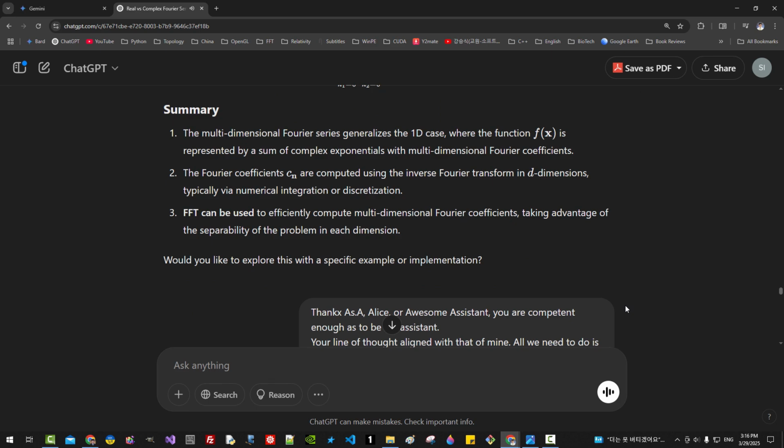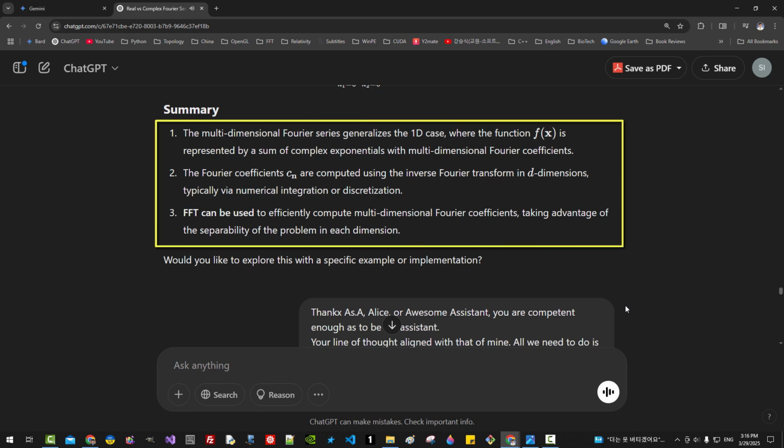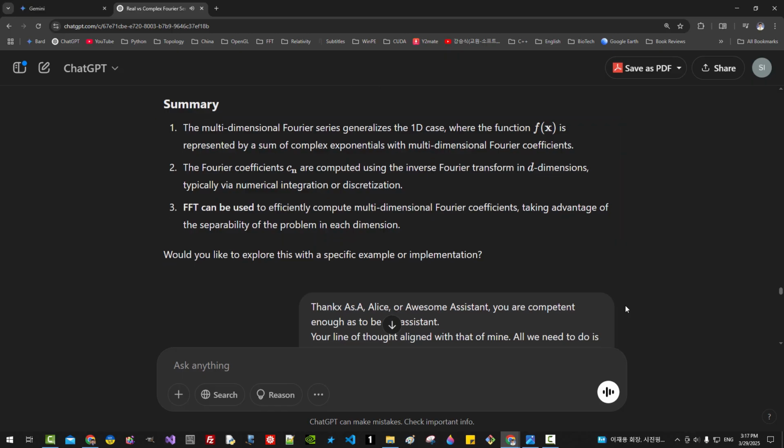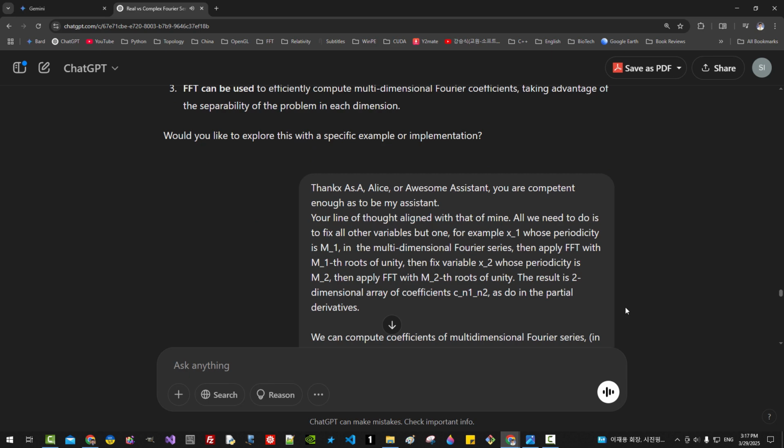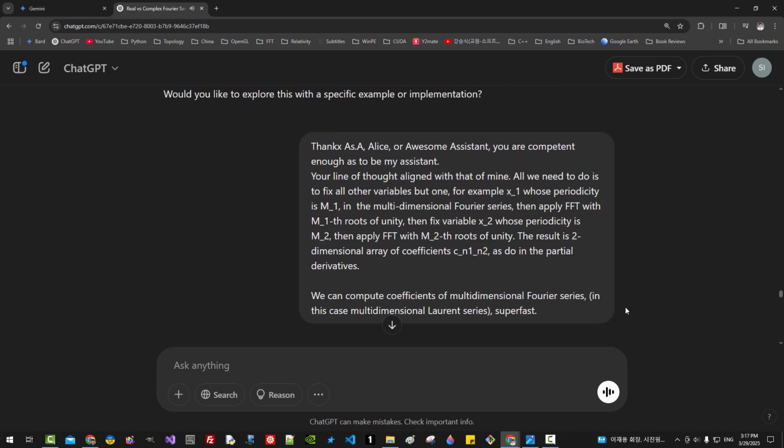Summary. 1. The multidimensional Fourier series generalizes the 1D case, where the function f(x) is represented by a sum of complex exponentials with multidimensional Fourier coefficients. 2. The Fourier coefficients c_n are computed using the inverse Fourier transform in d dimensions, typically via numerical integration or discretization. 3. FFT can be used to efficiently compute multidimensional Fourier coefficients, taking advantage of the separability of the problem in each dimension. Would you like to explore this with a specific example or implementation?